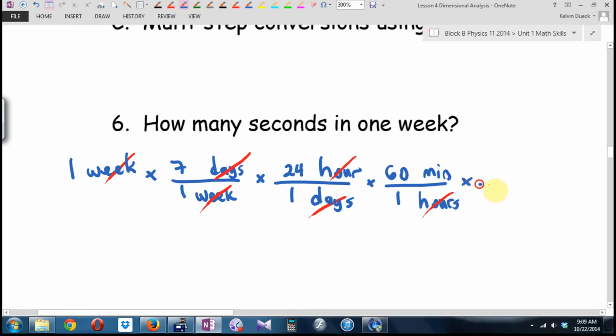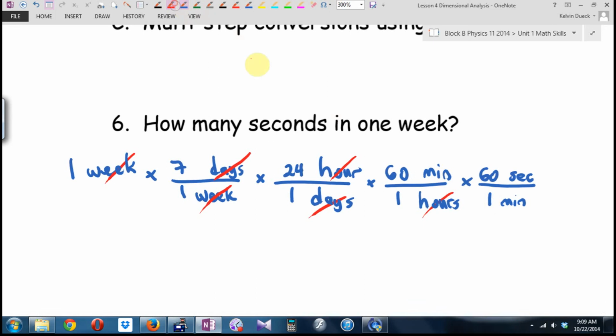So I want minutes to cancel. Seconds on the top. What's the conversion factor for seconds and minutes? How many seconds is how many minutes? And look at our units. What's the only units left on top still standing? We've done it. What are we going to type in our calculator? Ignore the ones. What am I going to do in my calculator?